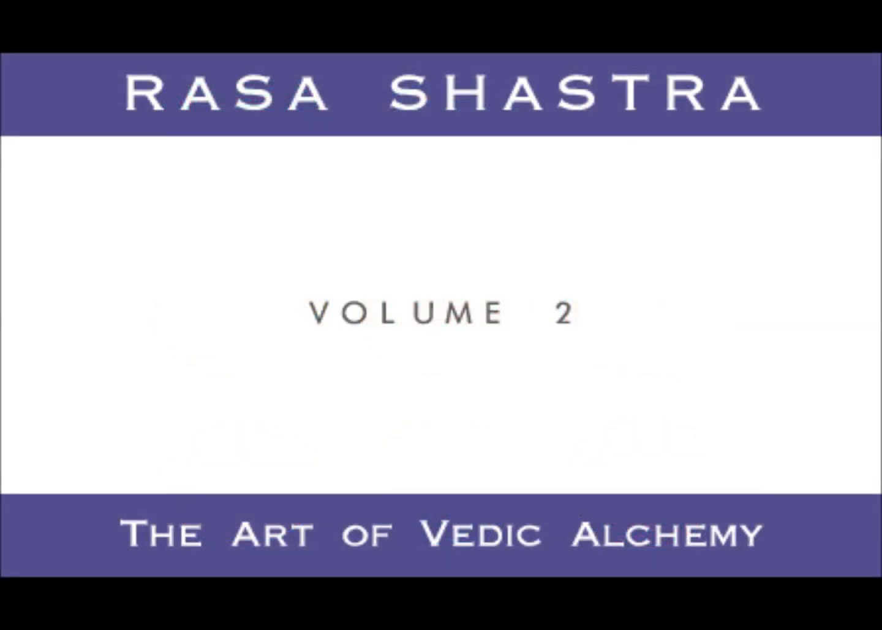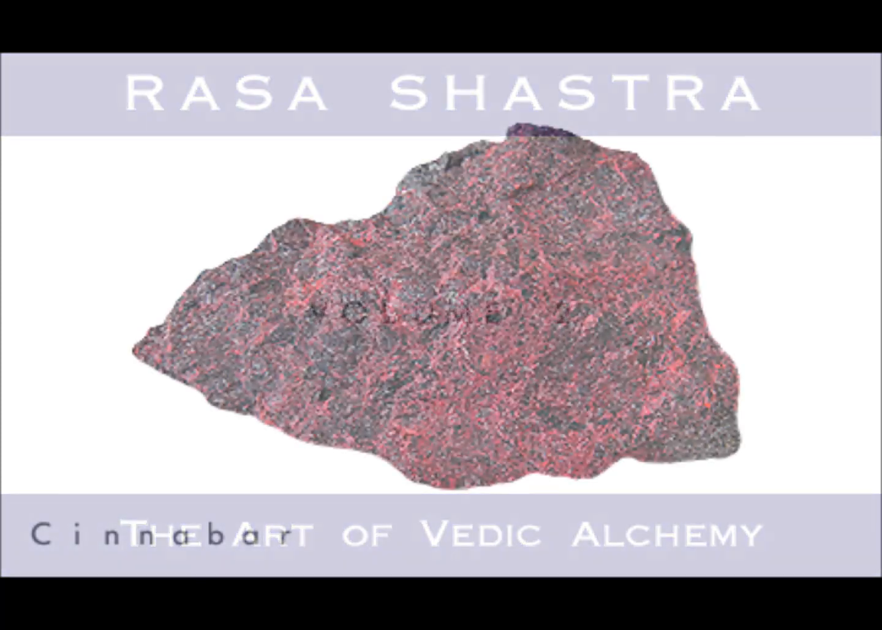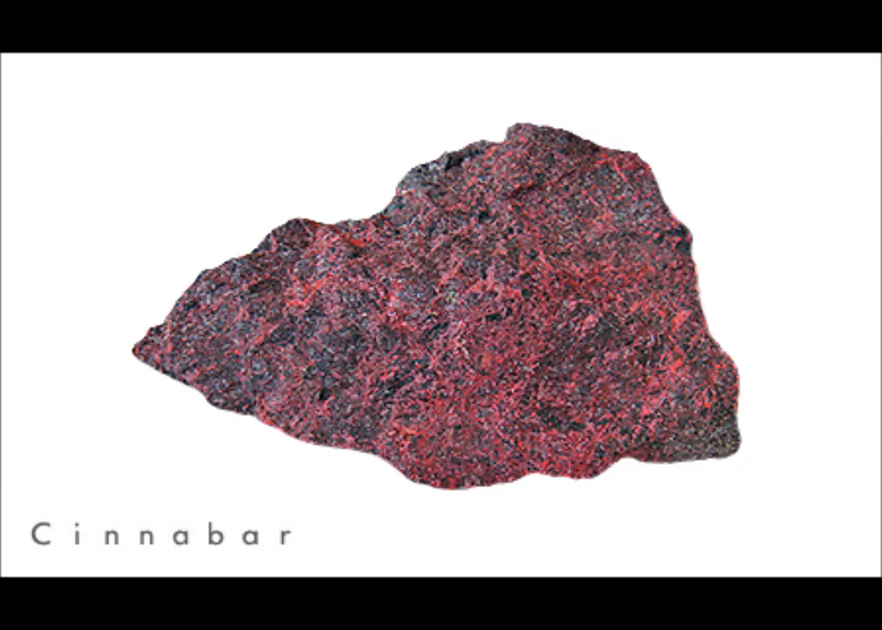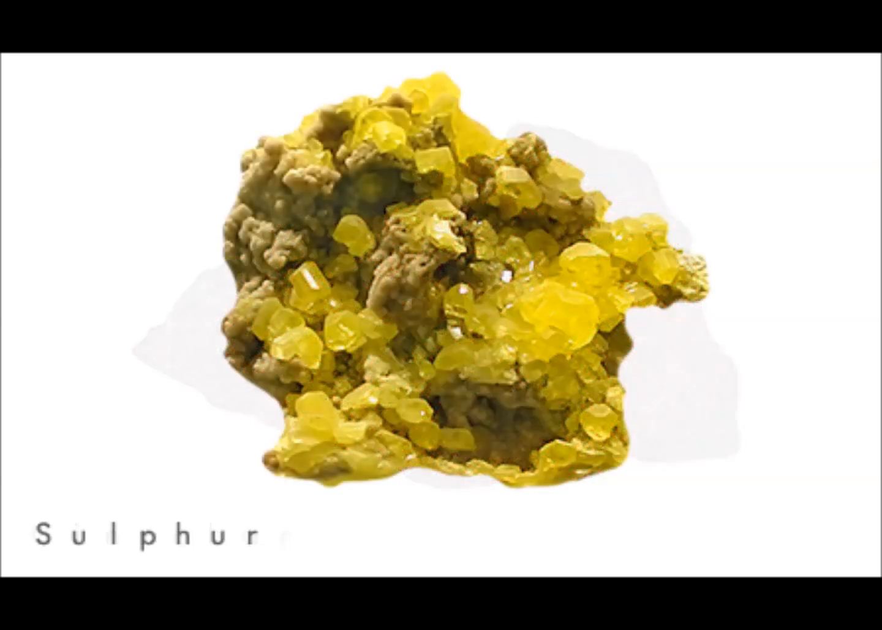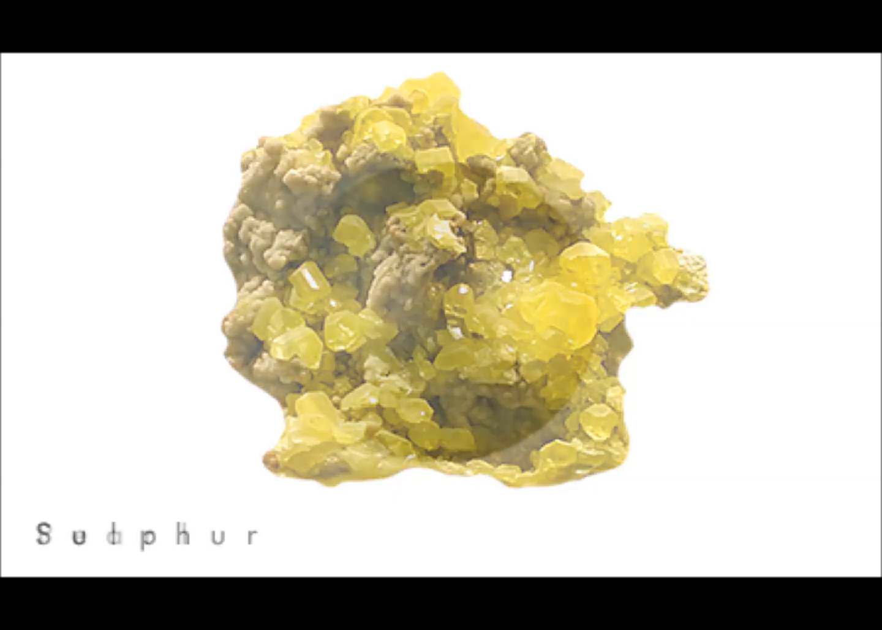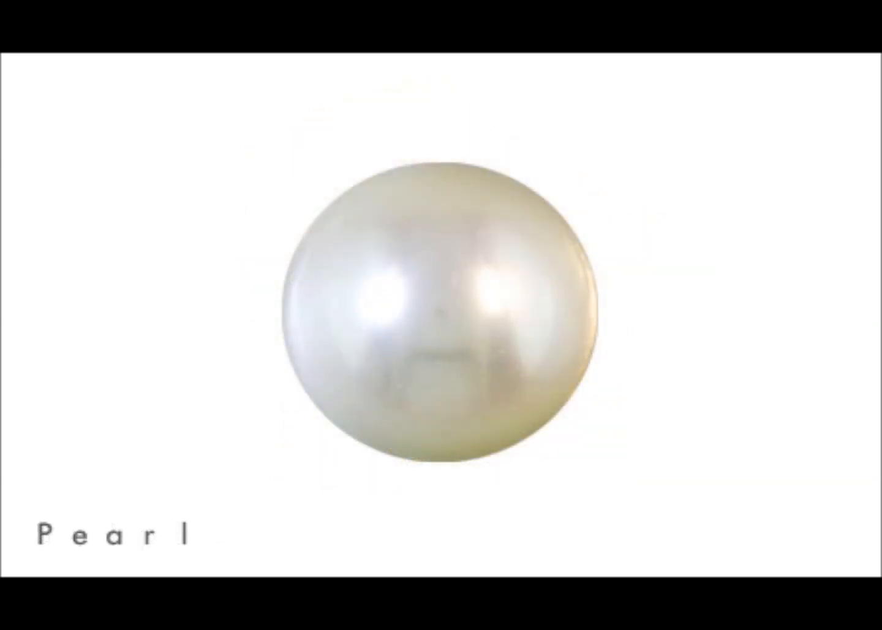Selecting a few important materials from Volume 1 and revisiting them in much greater depth, Volume 2 narrows its focus on some key elements used in Rasa Shastra. One of these materials is cinnabar, one of the principal sources of mercury. In the second volume, I explore the extraction methods of mercury from cinnabar, sublimating mercury directly from one of its principal ores. There's also a closer examination of the purification of sulfur, looking at several popular methods to purify this element.